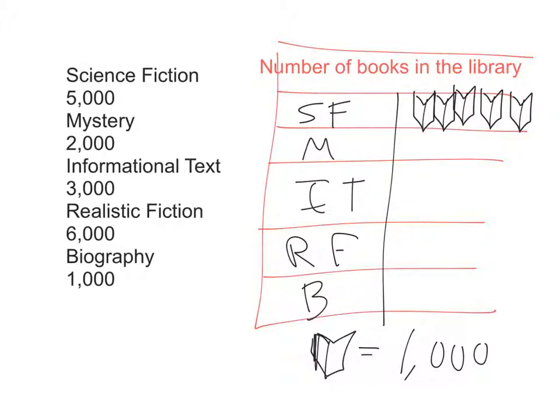Now I could have also done a key that said 2000, and then each picture would represent 2000. So for science fiction, I would need 2 whole books, 2000, 4000, and then half a book to show that extra 1000. So I can do half pictures as well.